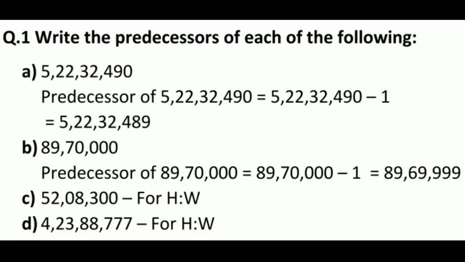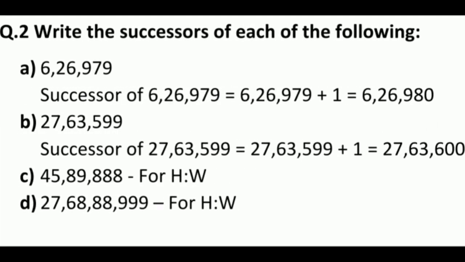Now part C and part D are meant for your homework. The digits in part C are 5208300 and in part D 4238877. So you just need to subtract 1 and find out the answer. Moving on to our question number 2.